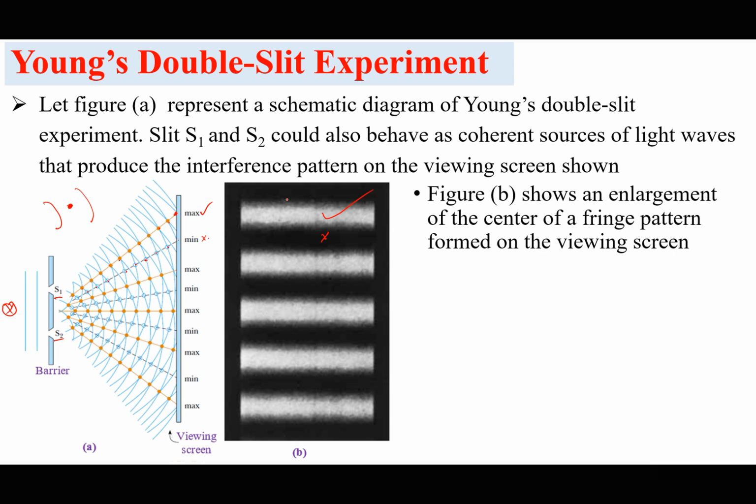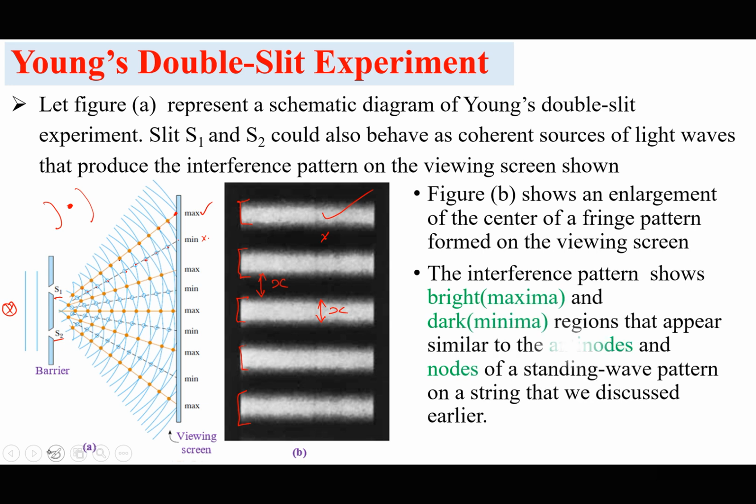So these are alternating regions of bright and dark. You also notice that the spacing between them is the same. The spacing between two successive bright fringes is the same, and the spacing between two successive dark fringes is also the same. We shall later call this X, the fringe separation.